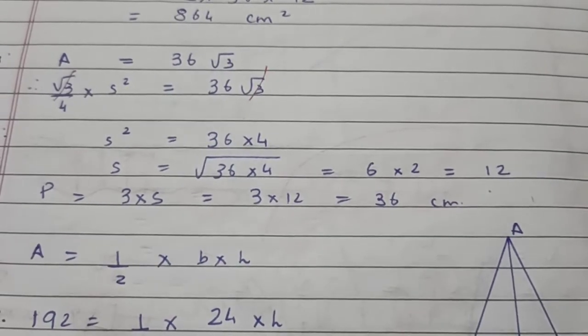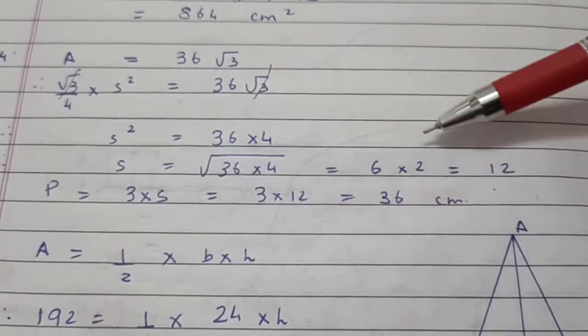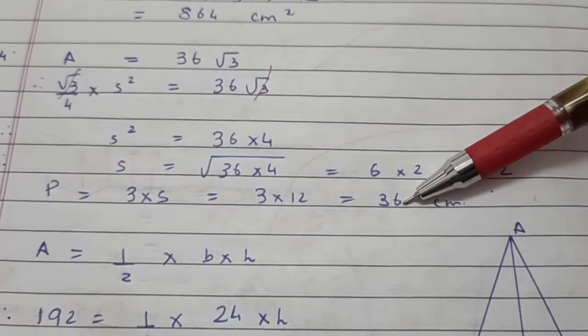Next, they've asked us to find the perimeter. That is 3 times the side because all sides are equal. So that's 36 centimeter.